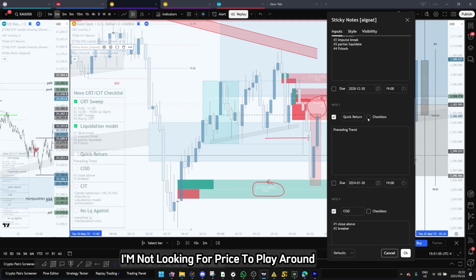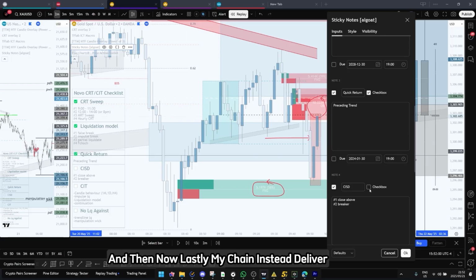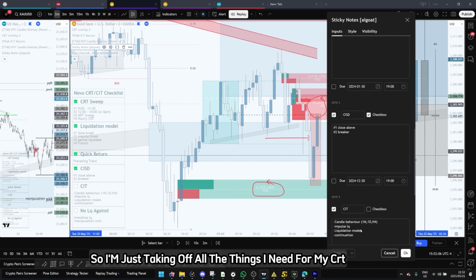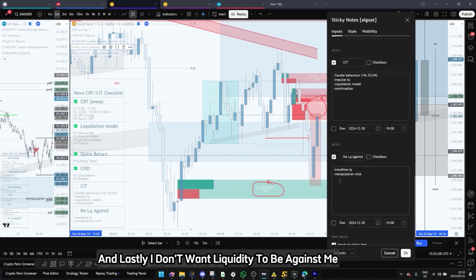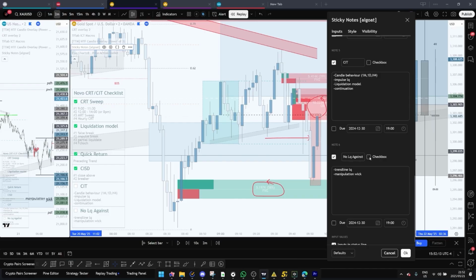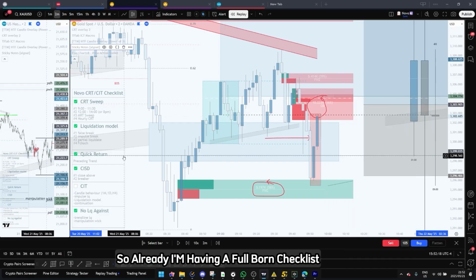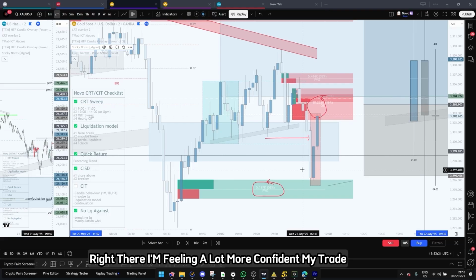I'm not looking for price to play around all the way up, okay? And then lastly, my change in state of delivery, which price is currently doing. So I'm just ticking off all the things I need for my CRT. And lastly, I don't want liquidity to be against me. This one you can skip out on, but it is quite important to me. So already I'm having a full-blown checklist right there. I'm feeling a lot more confident in my trade.